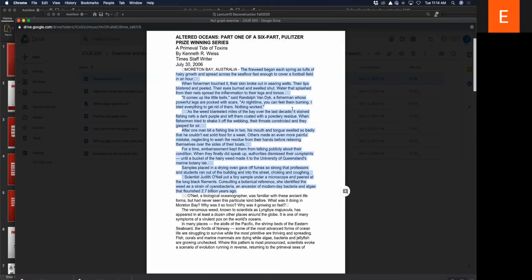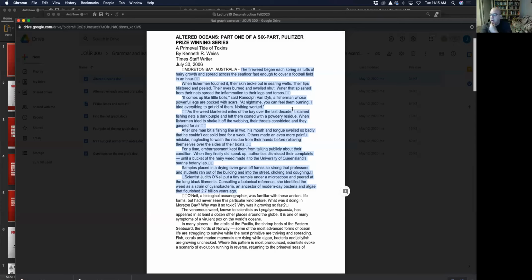The fireweed began each spring as tufts of hairy gruel and spread across the sea floor fast enough to cover a football field in an hour. When fishermen touched it, their skin broke out in searing welts, their lips blistered and peeled, their eyes burned and swelled shut. Water that splashed from their nets spread the inflammation to their legs and torsos. "It comes up like little boils," said Randolph Van Dyke, a fisherman whose powerful legs are pocked with scars. "At nighttime, you can feel them burning. I tried everything to get rid of them, nothing worked."